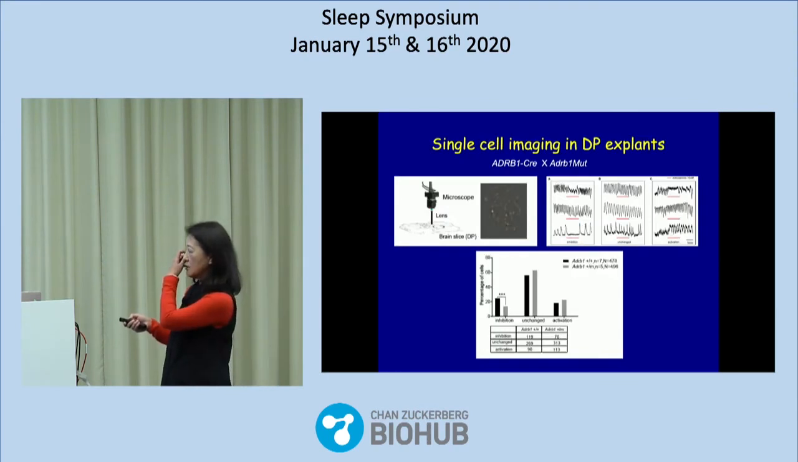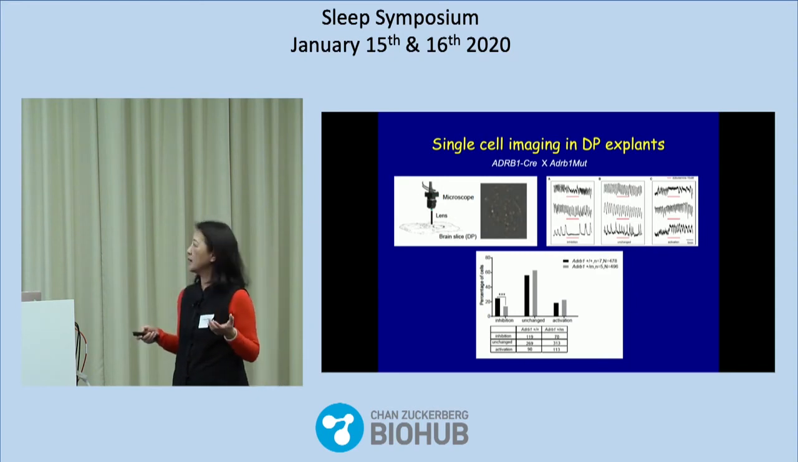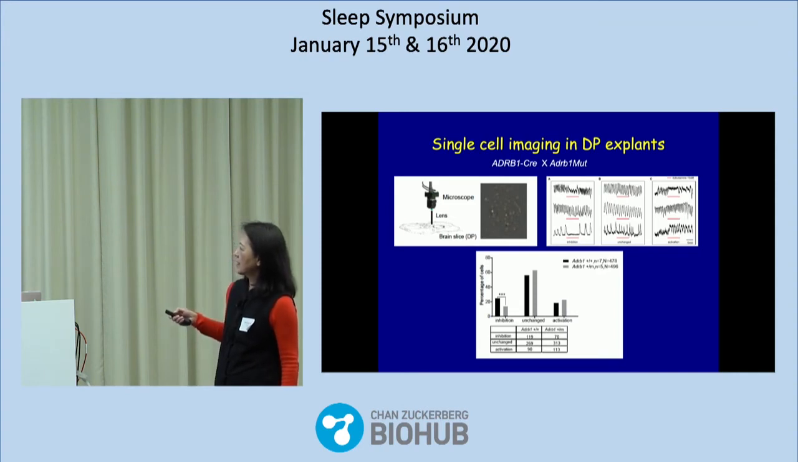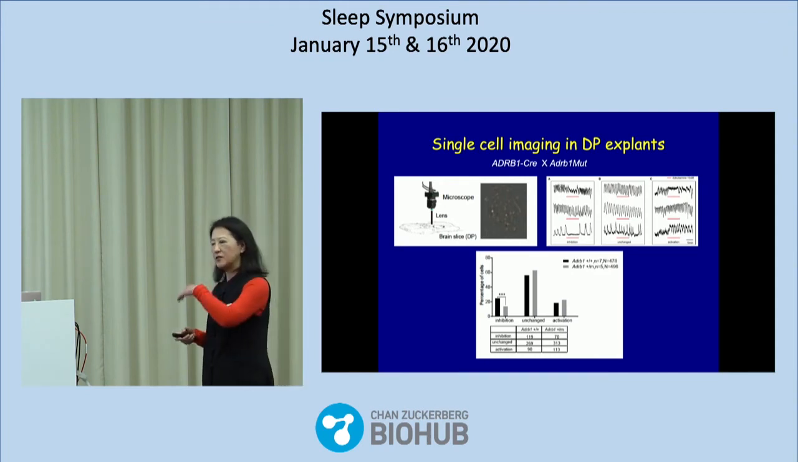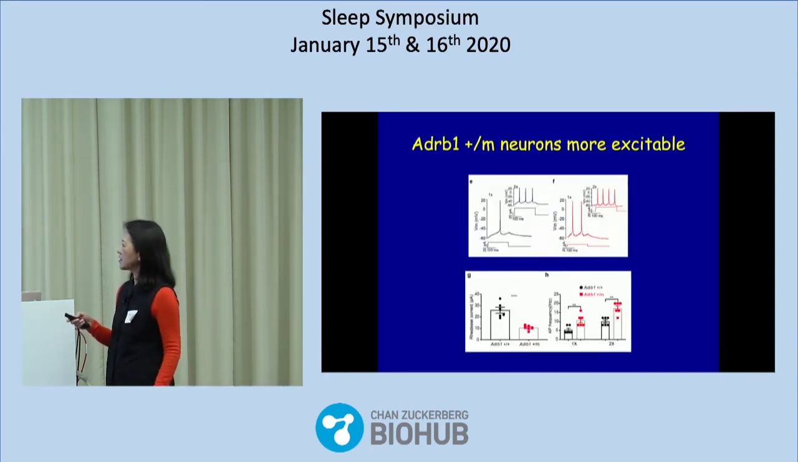So to answer the question of whether the increased activity of the ADRB1 neuron is cell autonomous or a secondary effect, he decided to use single-cell calcium imaging. Here I'm just going to quickly point out that there are actually three types of neurons he found. One type is inhibited by dobutamine, which is a specific agonist, another type is unchanged, and the third type is activated. What he found is that the number of neurons of the type that can be inhibited is significantly decreased in the mutant mice. And this is consistent with what we saw, that in the mutant mice the neuron has higher activity.